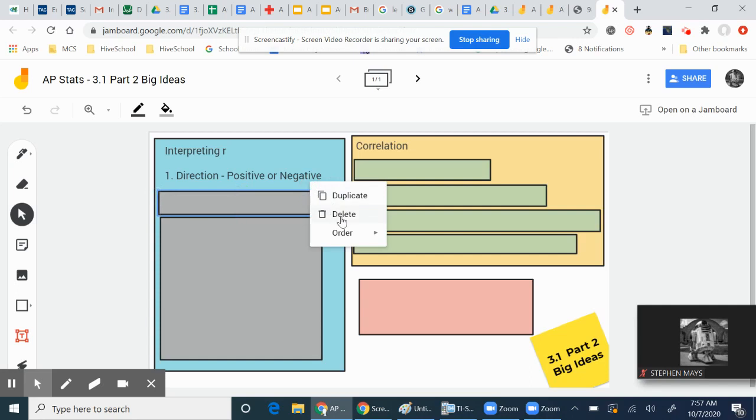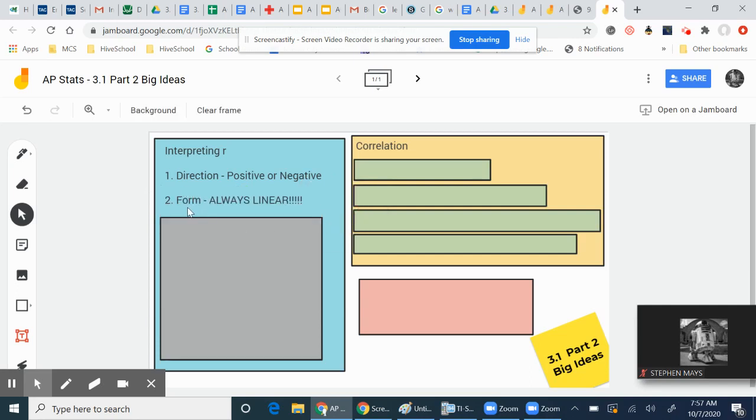The second thing that you want to look at is the form. If you are using r, then you always have a linear relationship, or you are assuming that it is a linear relationship. So if you're using r to describe the relationship, then you need to say that it is linear. If you look at a scatter plot and it obviously is not linear, it's non-linear, then you should not be using the correlation coefficient to describe anything about that relationship.